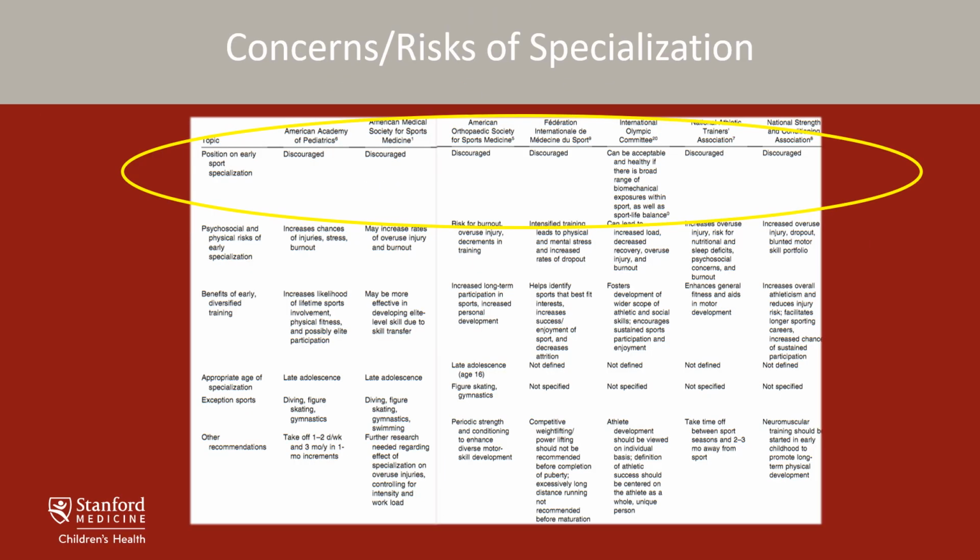The evidence associating sport specialization with injury risk has been so resounding that virtually every relevant academic society's position statement discourages it.